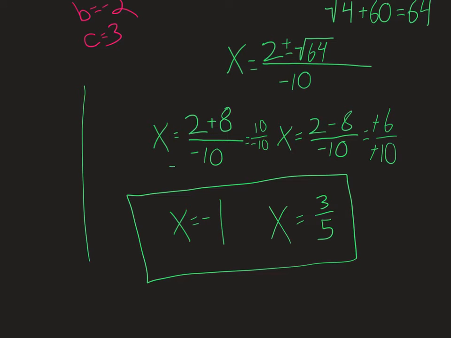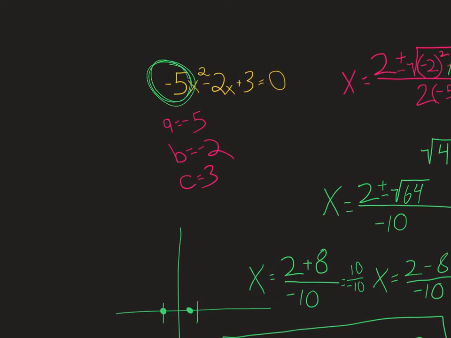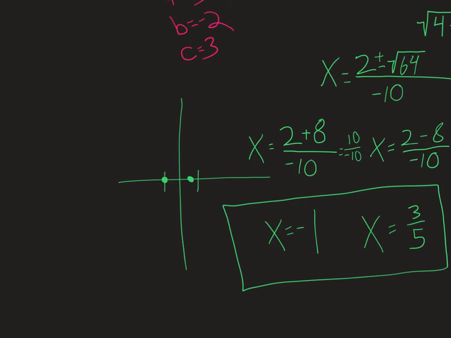And just to be clear, if we were to graph this, we'd have one value at negative 1 and one at 3/5, which is a little more than halfway between 0 and 1. And if we look back at our original problem, the A value on the front is negative, which always tells us it goes downward. So you're basically looking at this. That would be the quadratic if we graphed it. And there's your 2 solutions on the graph. There's your 2 solutions from the quadratic formula. All right, peace out.